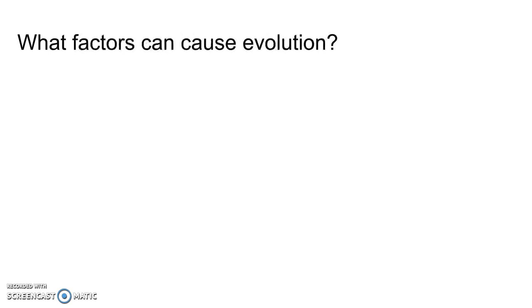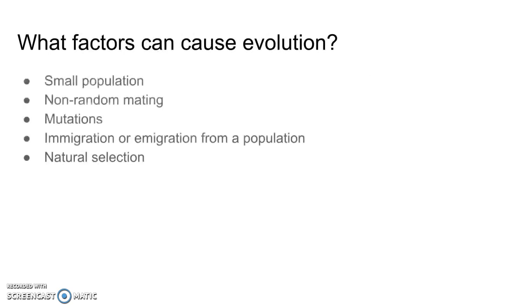There are some factors that can cause evolution. Small population; non-random mating, so essentially where there's some sort of sexual selection, which is something that you're going to learn about, or artificial selection; mutations, if mutations occur that make maybe more versions of an allele; immigration or emigration from a population, which really just means individuals either leaving or entering a population; and then natural selection. If a population's not evolving, it's in equilibrium. Just something to keep in mind.